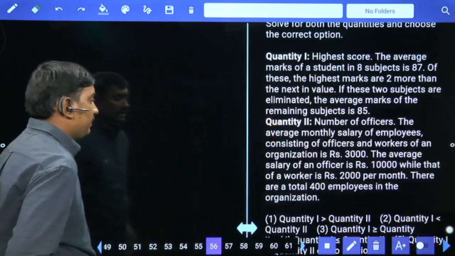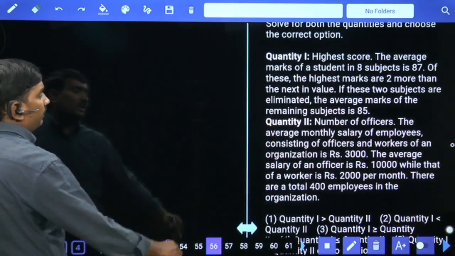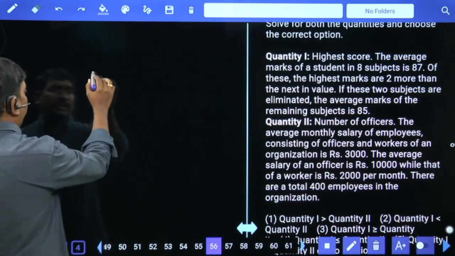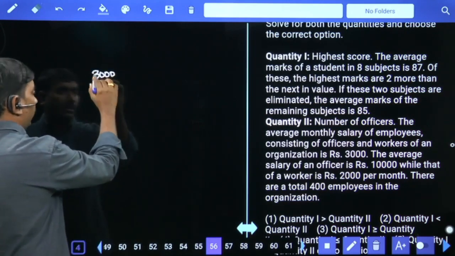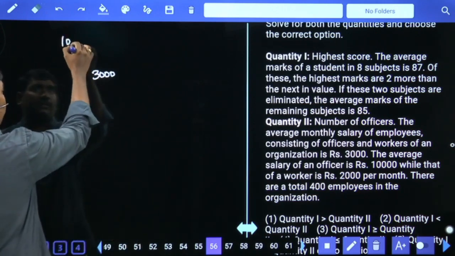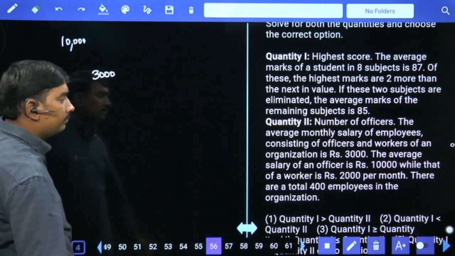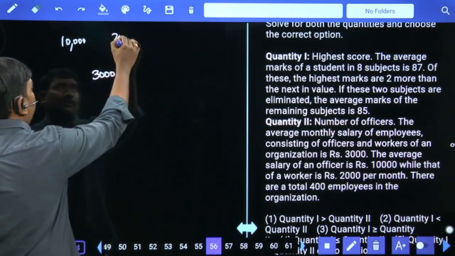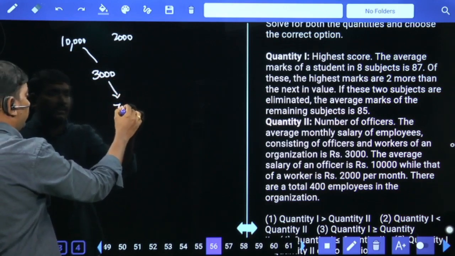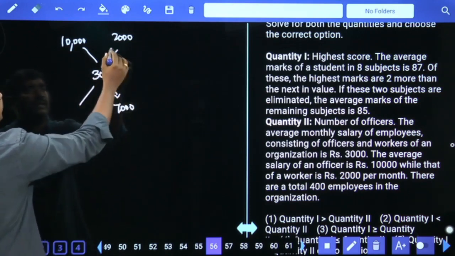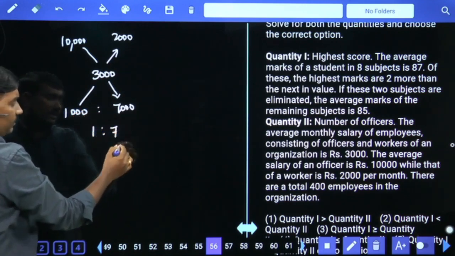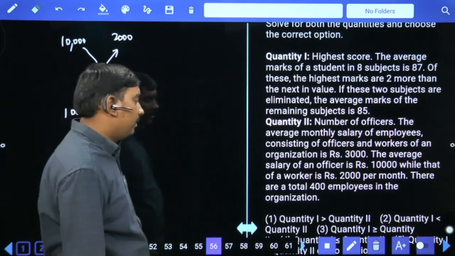Number of officers. The average monthly salary of an employee consisting of officers and workers of an organization is 3000. Combination 3000. Average salary of an officer is 10,000, while that of a worker is 2000. 10,000 minus 3,000, 7,000. 3,000 minus 2,000 means 1,000. Officers and workers are in the ratio of 1:7.